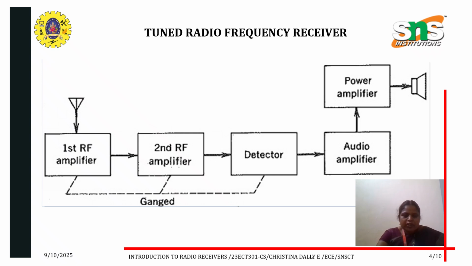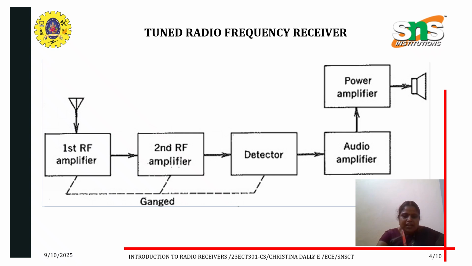This is the block diagram of the tuned radio frequency receiver. At the first stage, the signal is given to the RF amplifier. From the RF amplifier, it is given to the second RF amplifier. Finally, the output of the amplifier is given to the detector section. From there, it gets amplified and is finally given to the power amplifier. It is normal and very simple. Here we use only the RF amplifier section and the audio amplifier. We receive the signals and get the output through the loudspeaker.